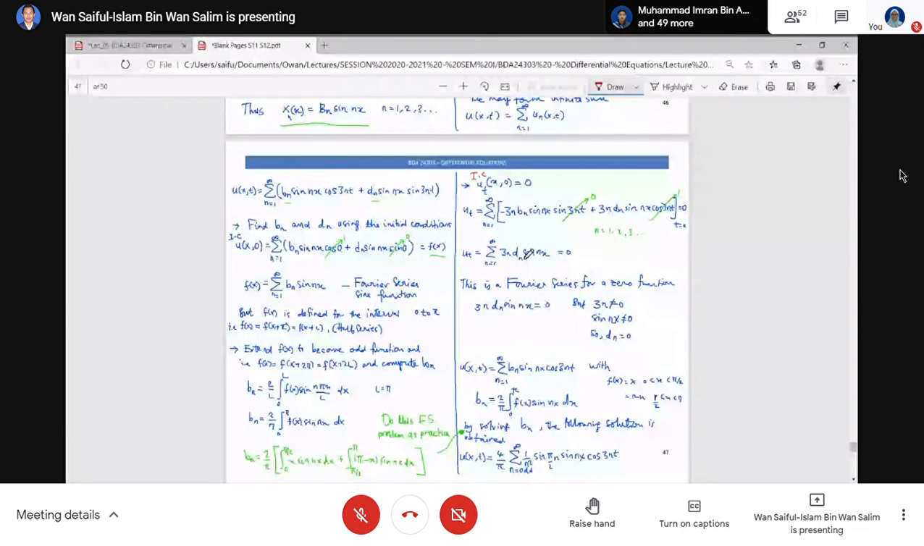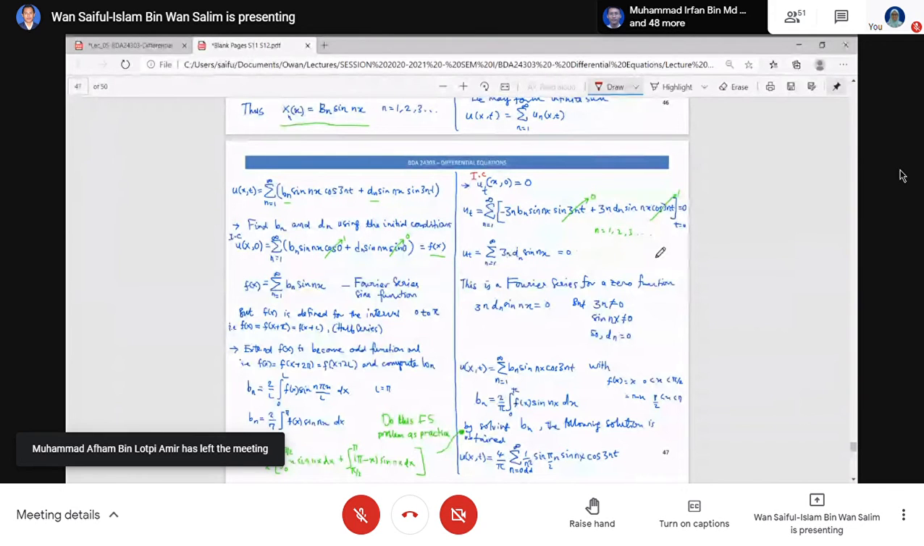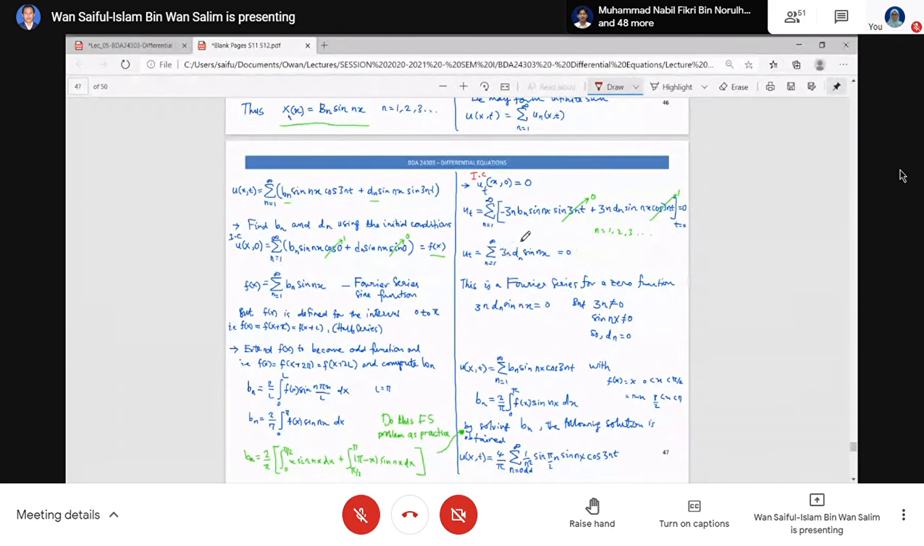That's equal to 0. Now, n is 1, 2, 3, 4, 5, 6, 7, n are integers. So they're not 0 because 3 times n can never be 0. 3 times 1 is 3. Okay, so because n is not 0, therefore this cannot be 0. Also, sine nx is also not 0, because here x is not 0. So sine nx, because n is not 0, therefore this is also not 0. So d sub n has to be 0.